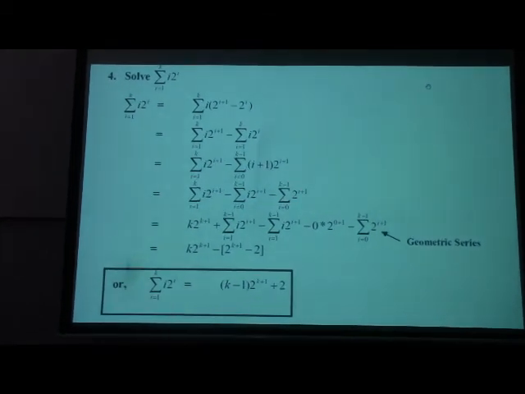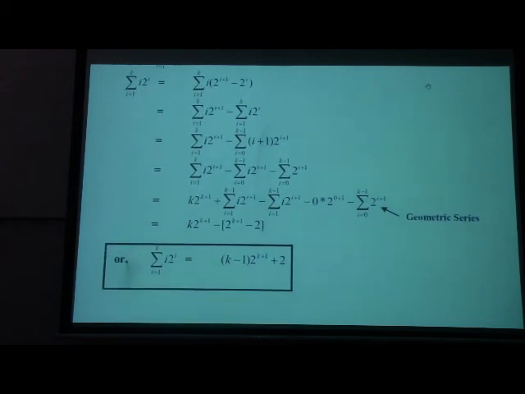But that is nothing more than a geometric series. What's the first term? The first term of this one is 2, because when i is 0, this is 2 to the 1. So 2 to the 1 is 2. The next one is, when i is equal to 1, 4. So 2, 4, 8, and so on. So the ratio is equal to 2, a is equal to 2, and the number of terms is equal to what? k. Why k? Because 1 to k minus 1 is k minus 1, but that 0 adds an extra 1, so that's k. So that's the geometric series.